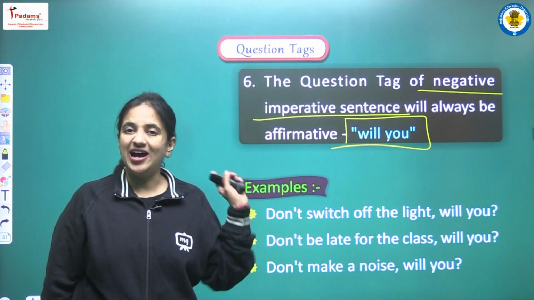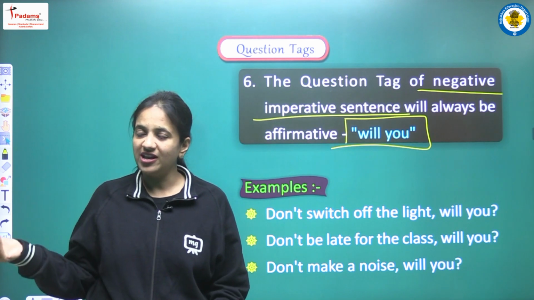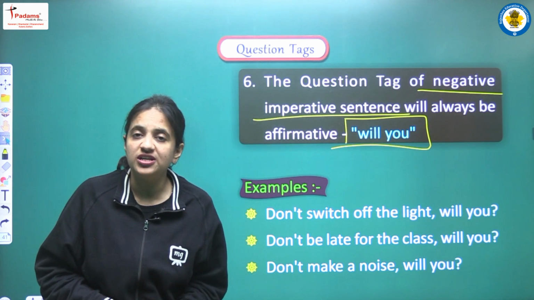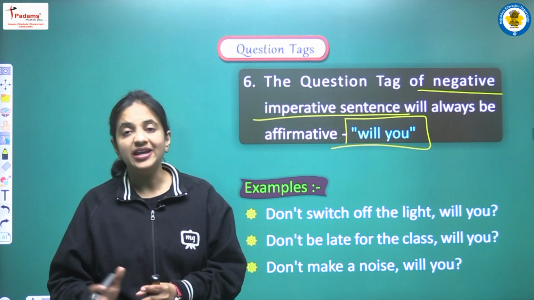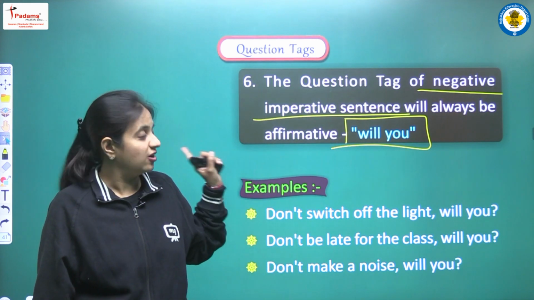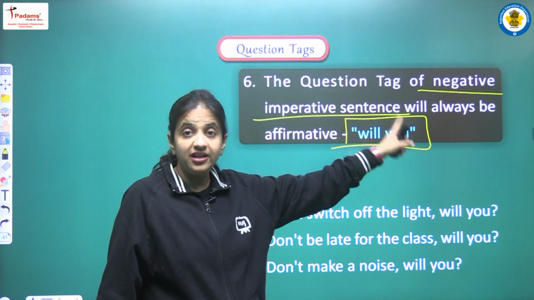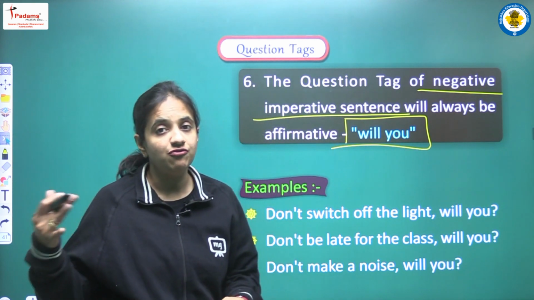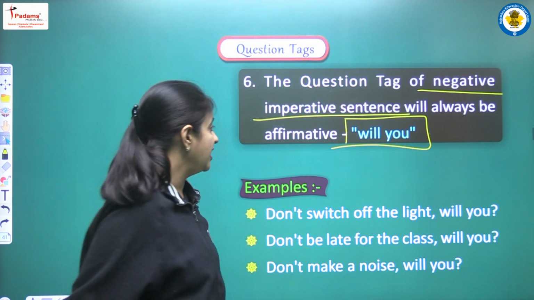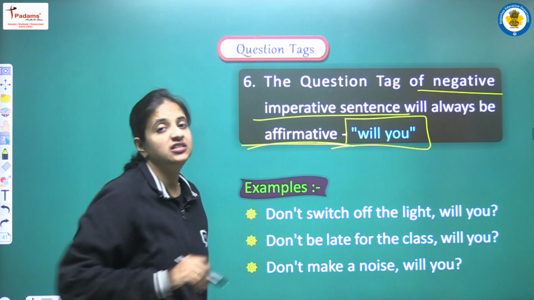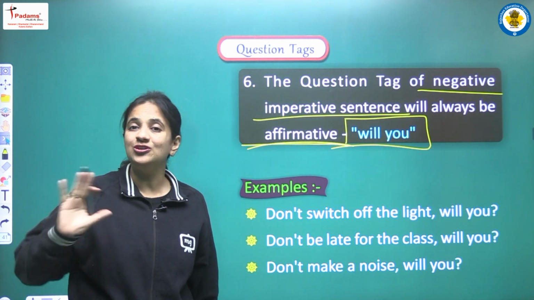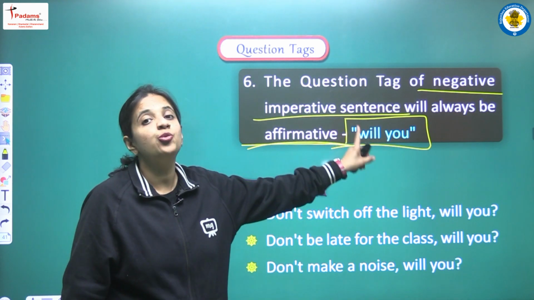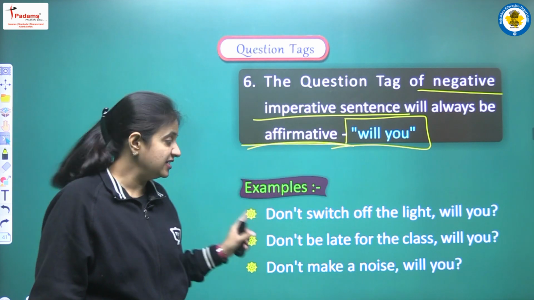So now this rule says that in the previous rule we discussed that if we have a positive imperative sentence, then we have two options: we can make a positive tag, and we can also make a negative tag. But according to this rule, if our imperative sentence is in negative form, then the question tag will be only and only positive. Now we have no options, no choices there. The question tag will be only and only positive, that is will you. Okay, so let's see some examples.